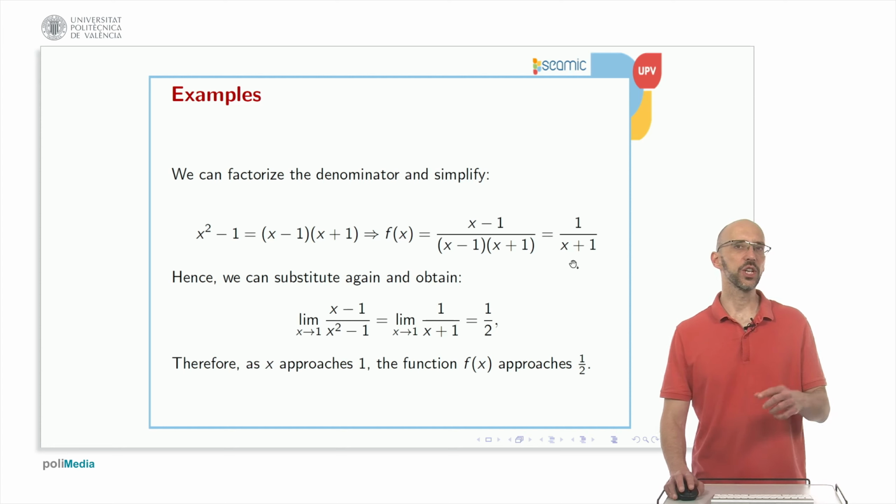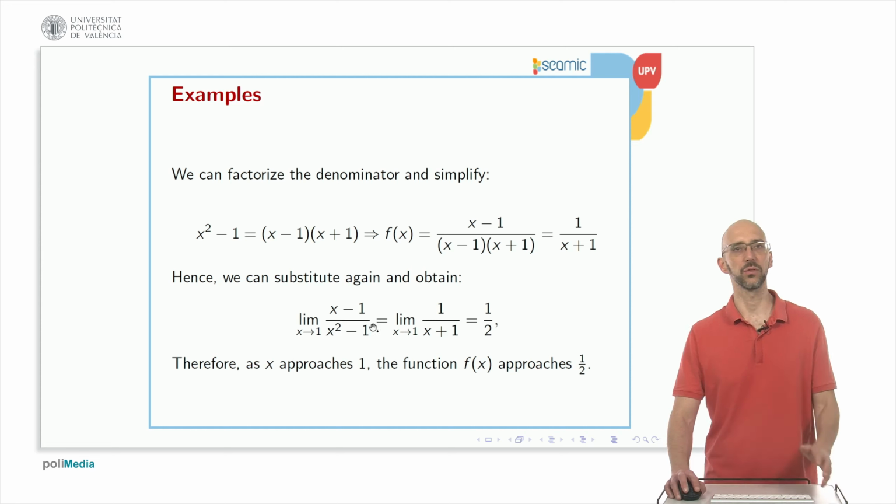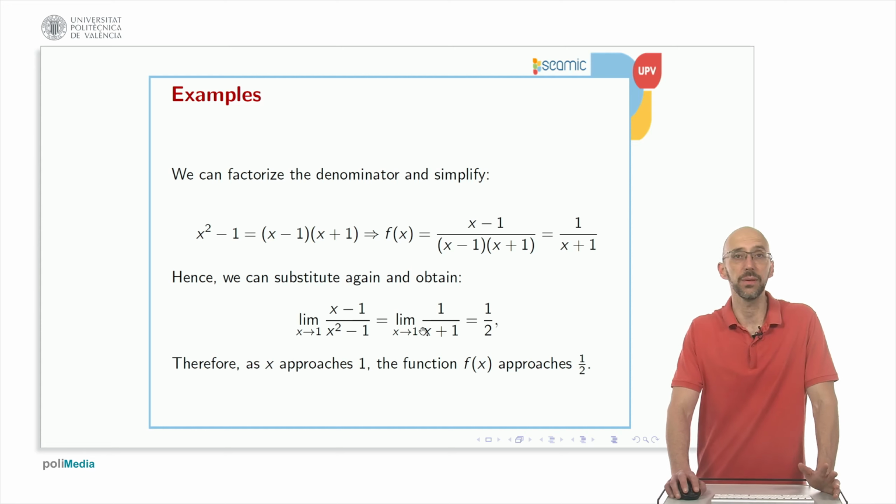What happens if we replace the function we had at the beginning with this new, already simplified function? The limit we wanted to calculate, when x approaches 1 of x minus 1 over x squared minus 1, is the same as the limit when x approaches 1 of 1 over x plus 1.